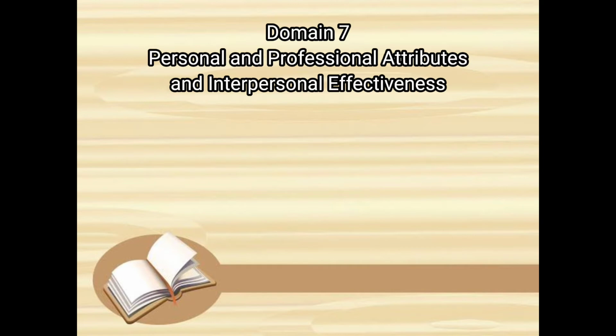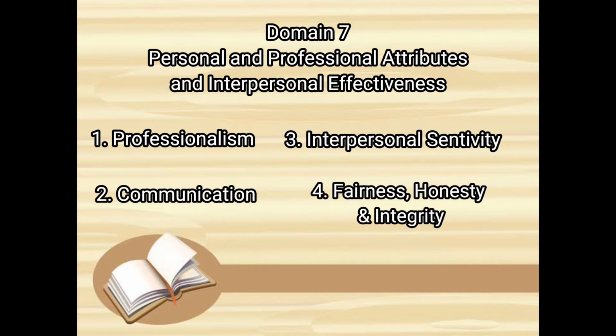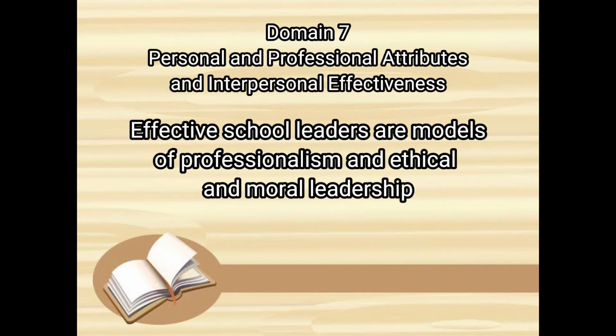And last, Domain 7, Personal and Professional Attributes and Interpersonal Effectiveness. Its competency strands are professionalism, communication, interpersonal sensitivity, fairness, honesty, and integrity. Effective school leaders are models of professionalism and ethical and moral leadership. Domain 7 includes the development of pride in the nobility of the teaching profession.